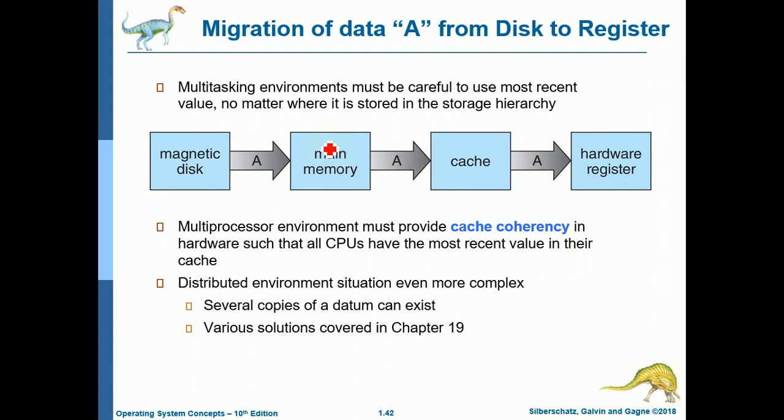The main memory will have a copy, then it will be passed to the cache so that the cache will also have the copy, and then the register will have the copy. It means they all have copies and they are all coherent. A multiprocessor environment must provide cache coherency in hardware such that all CPUs have the most recent value in their cache. A distributed environment is even more complex: several copies of a datum can exist, and various solutions are covered in chapter 19.